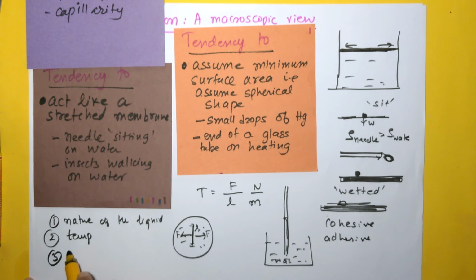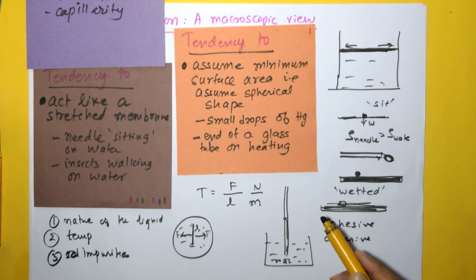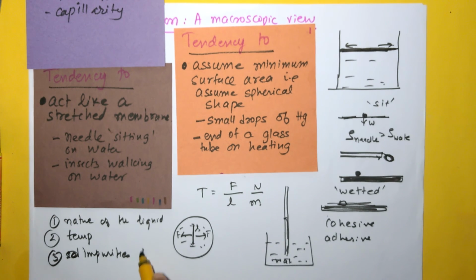Third is when you add impurities. Impurities probably is not the right word, but I'll use this word. When you add something to the liquid, for example detergent or soap, its surface tension decreases, because this particular material is not completely soluble in water. But when you add a substance which is completely soluble, for example NaCl, common salt, the surface tension of water increases. So again it depends upon whether it is soluble or insoluble. So these are some of the factors on which the value of surface tension of a particular liquid depends.